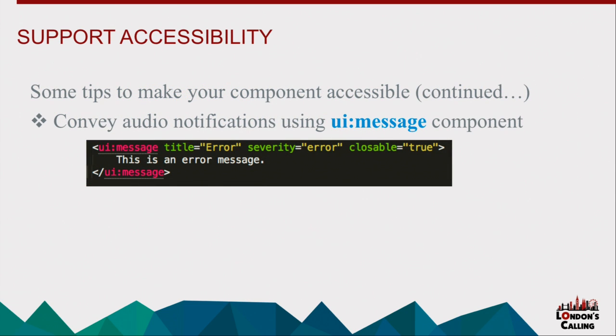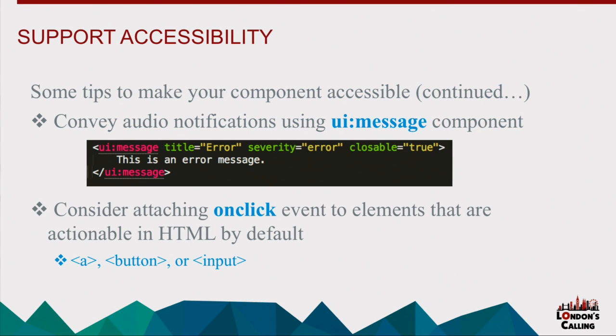You can also convey audio notifications. Anything that's inside UI message will be conveyed as an audio notification by an assistive technology. And finally, this is one of the best practices to make a component more accessible: always consider attaching on-click events to elements that are actionable in HTML. So rather than attaching on-click events to everything, try attaching it to stuff that's actually actionable, like an anchor tag, button, or input tag.